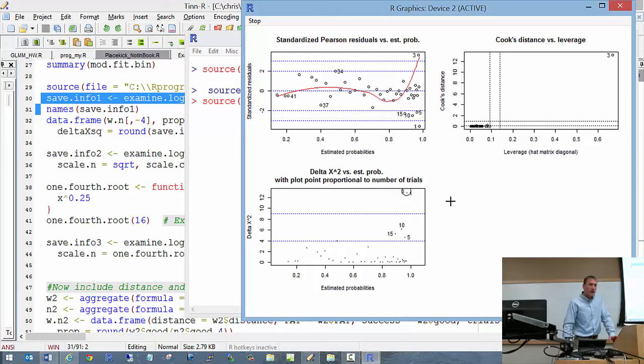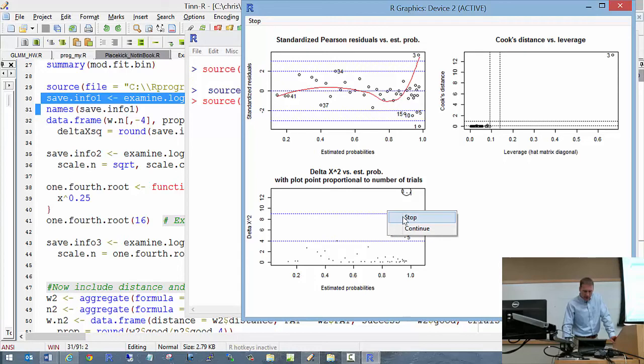Also remember how we discussed that with this kind of a plot, with a delta x squared versus estimated probabilities, you typically see points that are up here. We just don't have it in this particular case. When you get close to 0, you typically see points up here, and oftentimes they're not of concern. Sometimes they are, sometimes they're not.